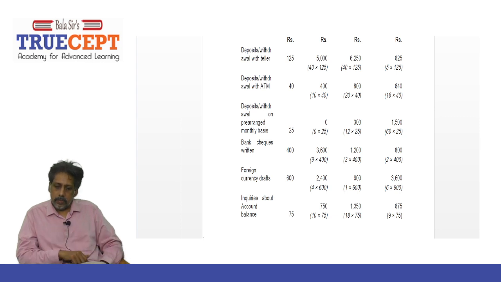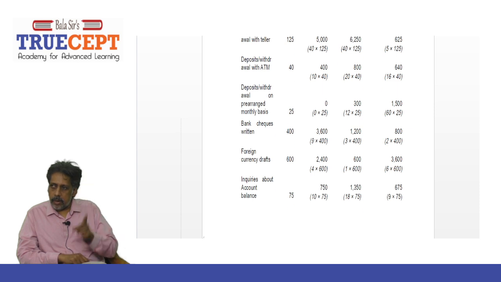And then next, foreign currency drafts. We have rupees 600 per draft, which is 2,400, 600 and 3,600. Next, the inquiries about account balance, 75 rupees per transaction, giving 750, 1,350 and 675.